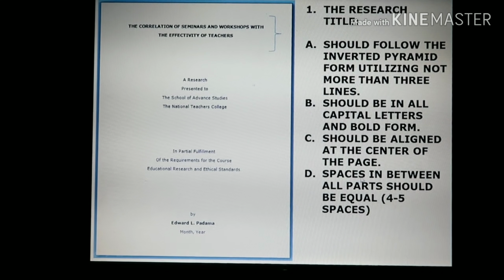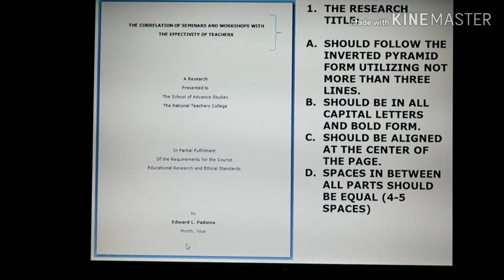Letter D, spaces in between all parts of the research cover page should be equal, for minimum at least approximately 4 to 5 spaces. So these are the spaces that are being indicated in letter D. So it's up to you to make sure that all of these spaces are equal, including the top and the bottom, which is supposed to be 1 inch.